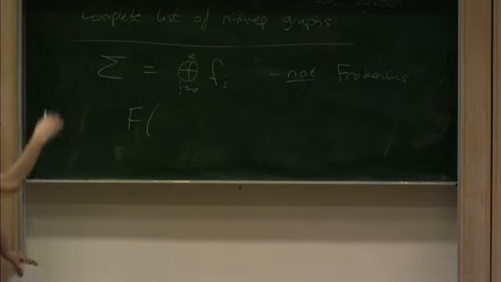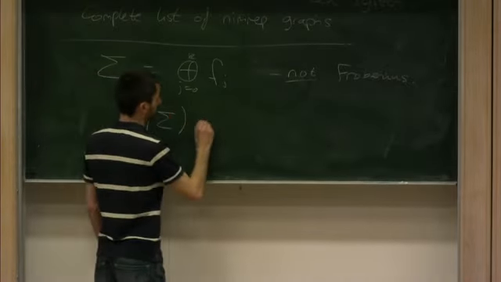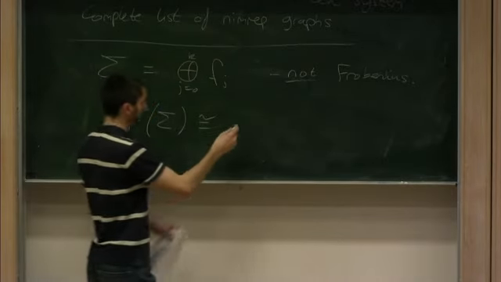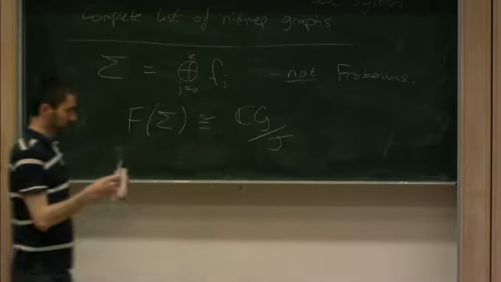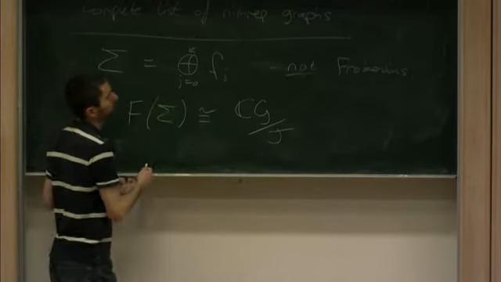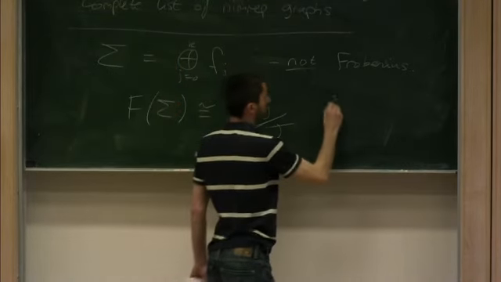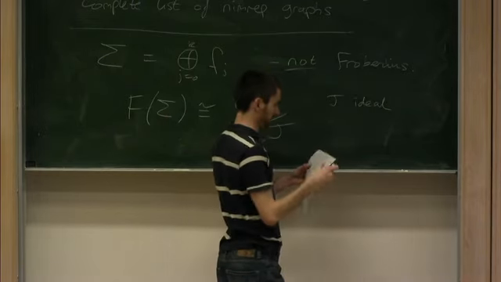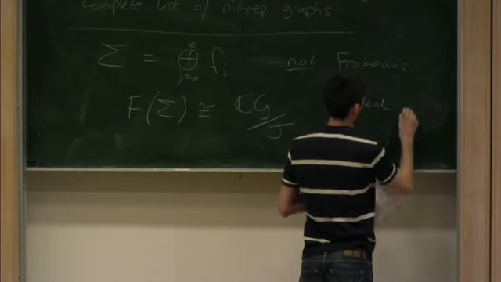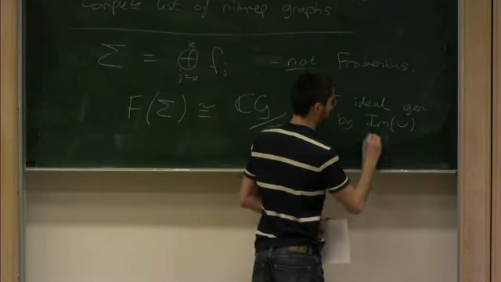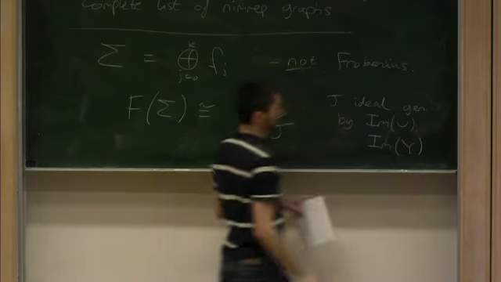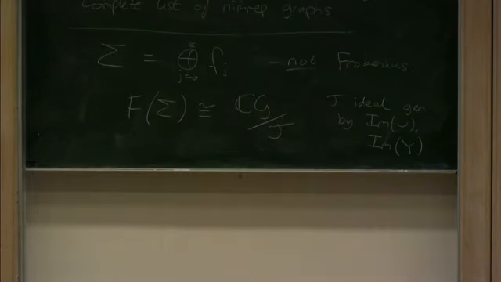applying the functor f, which is defined in the same way as for SU2, SU3, the algebra you get should be isomorphic to the quotient of the path algebra by an ideal J, which should be the ideal generated by the images of cups and caps and the images of this trivalent vertex in the path algebra of G.